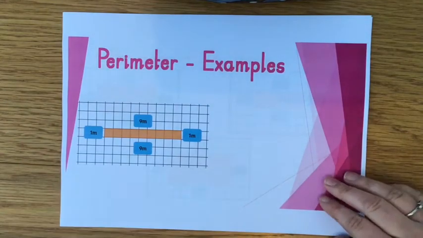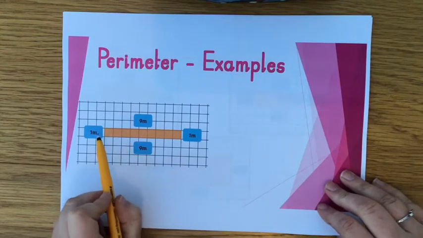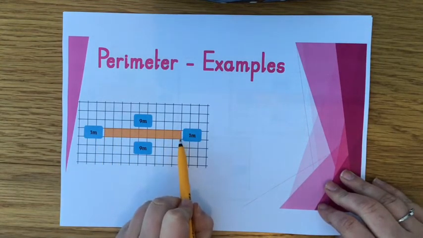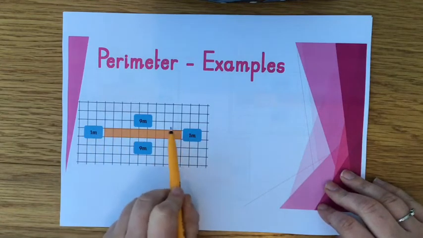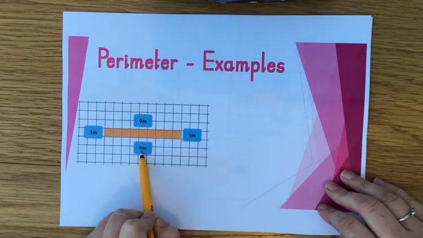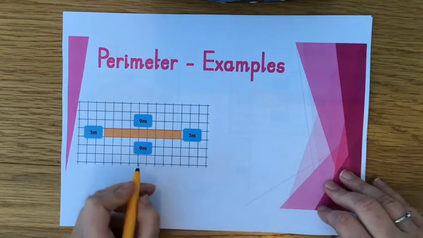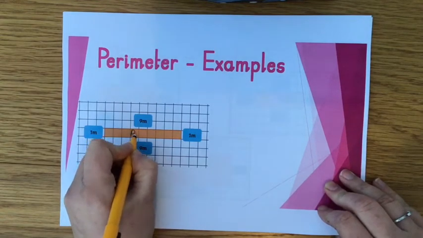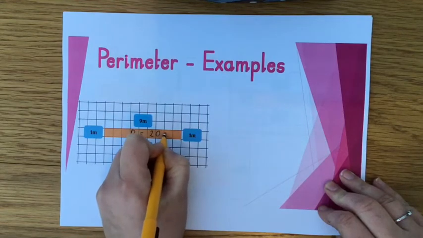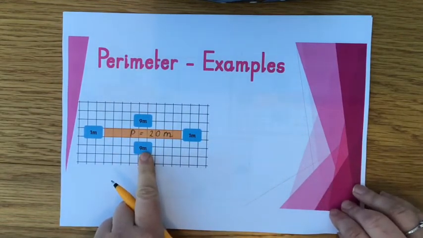Okay, final example then with the grid lines. So here in this rectangle I've got a measurement of 9 by 1. So if I was going to add them all together, 9 plus 1 is 10, plus 9 is 19, plus another 1 is 20. So the perimeter for this rectangle is 20 metres. Notice how the unit of measure has changed to metres this time.